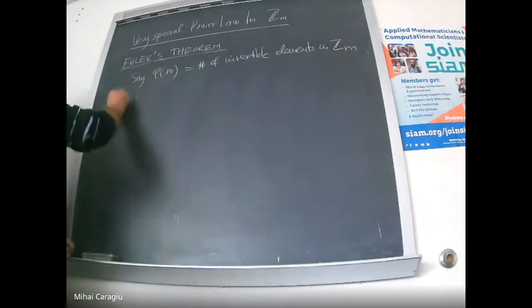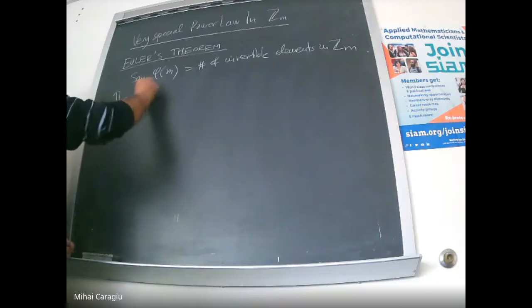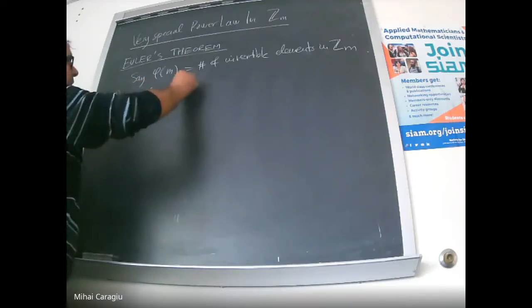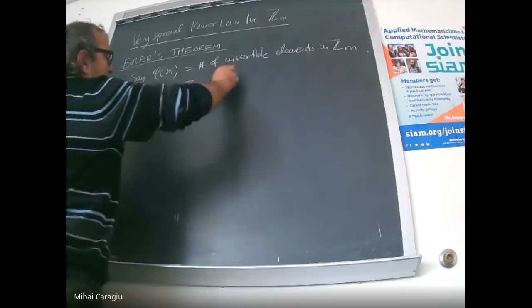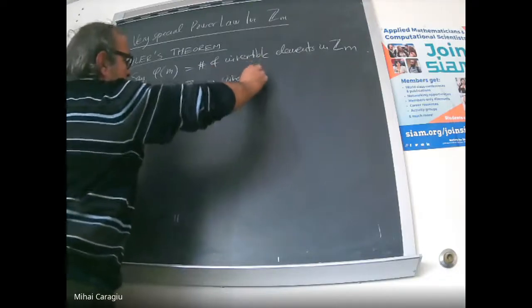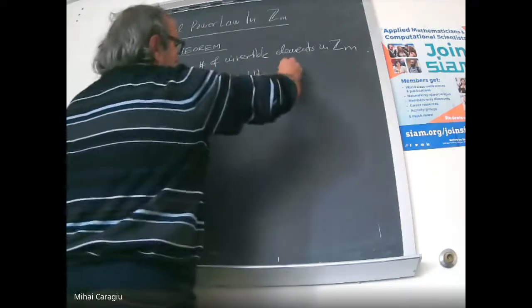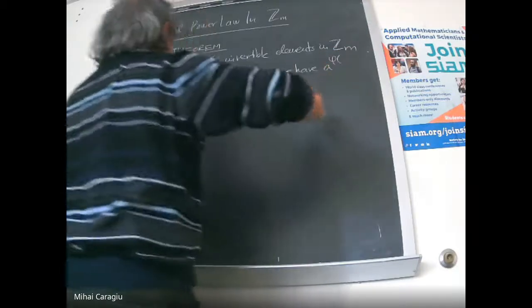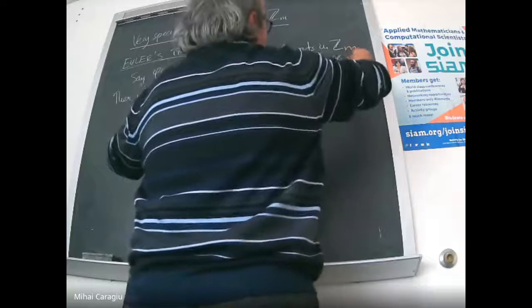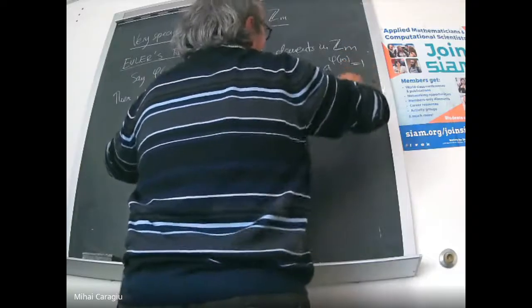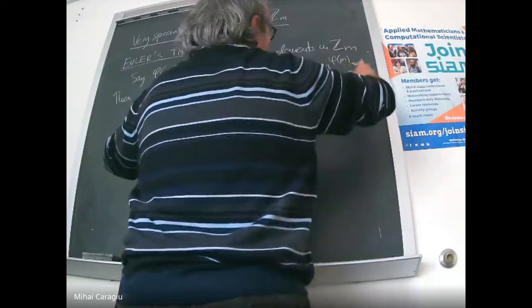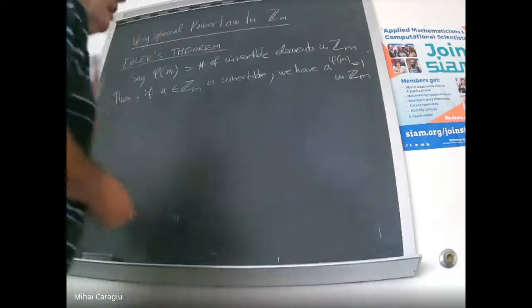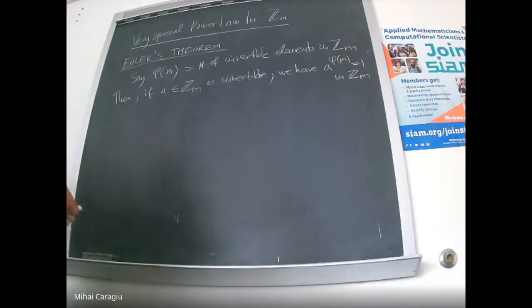Then, if A belonging to Zn is invertible, we have A to the power phi of m equals 1 in Zn, or congruent to 1 mod m, we can say. Okay, so let's try to give a proof of this.